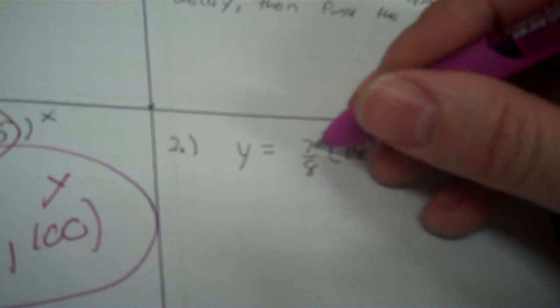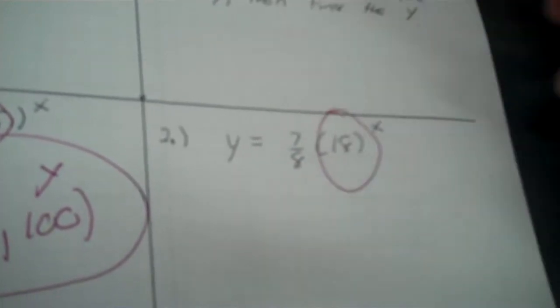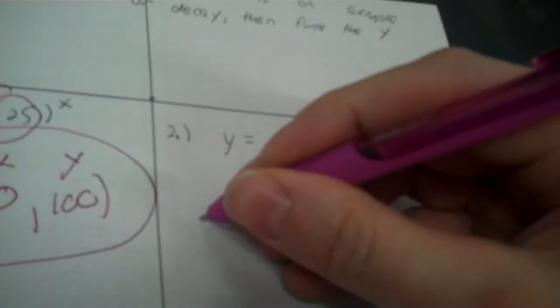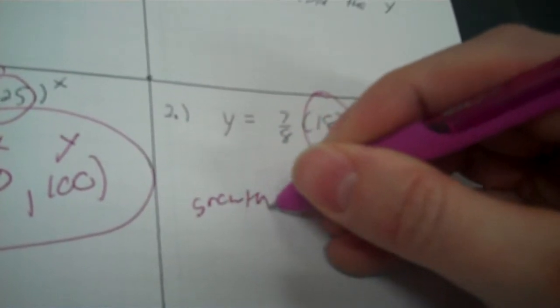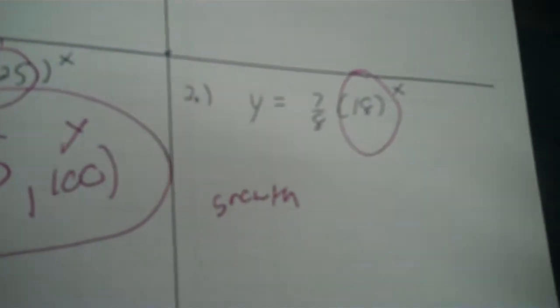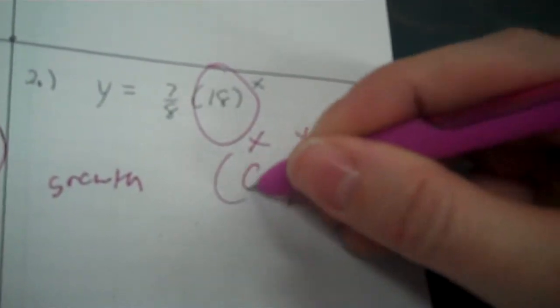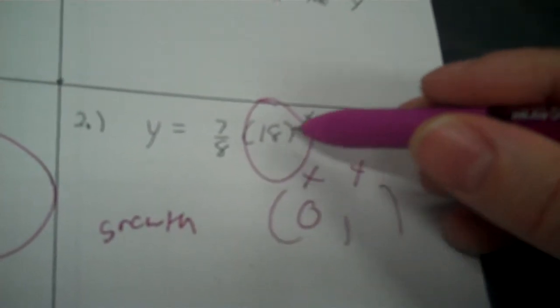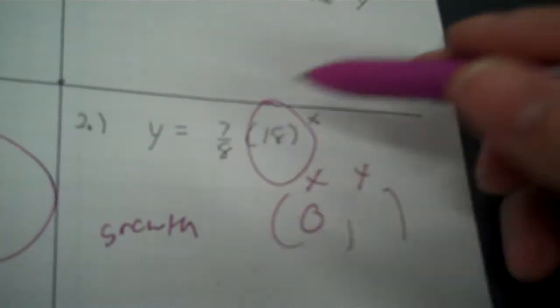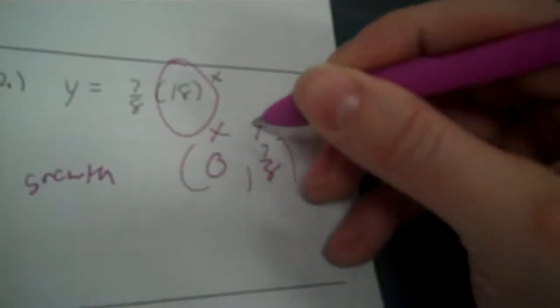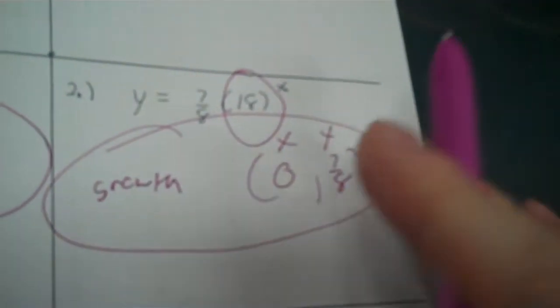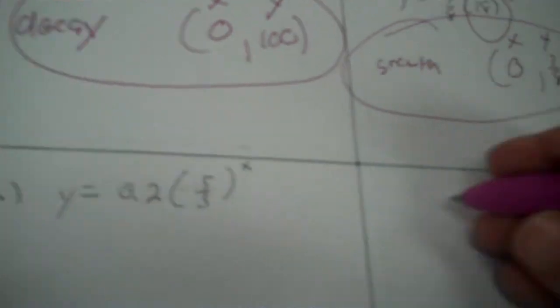Okay, so this is my initial number. That's not the one I go with. 18 is bigger than 1. That's growth. If I take a number times 18 and keep timesing it by 18, we grow. Now the y-intercept, if I put a 0 in there, that makes 1 right here. 1 times 7/8 is 7/8. Growth with a y-intercept like your initial point.